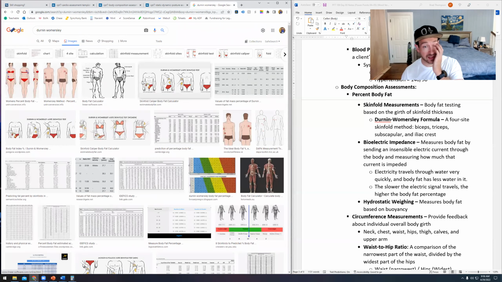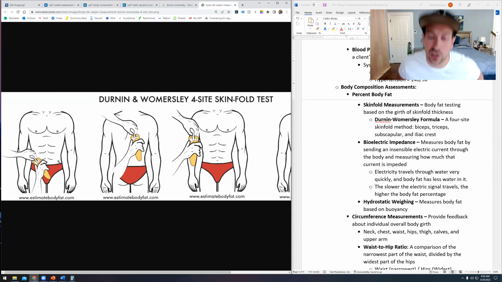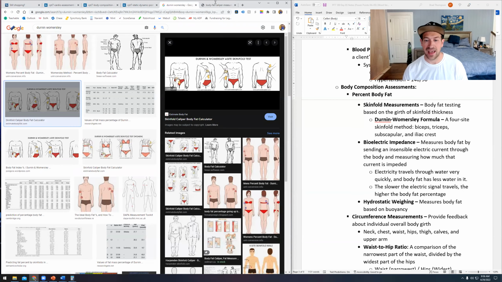So it's a 4-site method, right? These are the 4 sites that you're going to use. And you're just going to measure using your caliper how many millimeters that is, okay? And you're going to mark them all down.